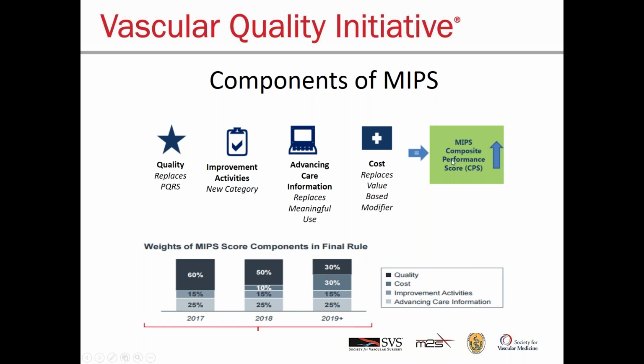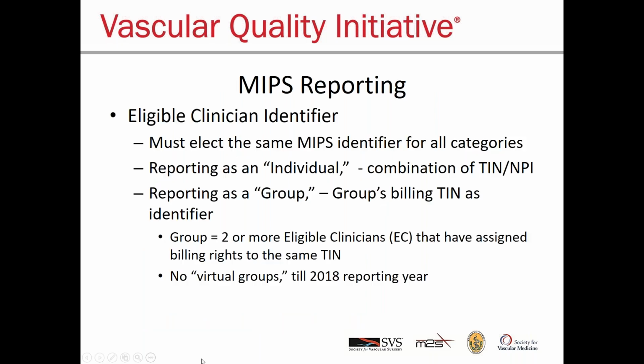How high your score is determines your bonus and whether you avoid the penalty. But we're going to tell you about how in 2017, with very little, the go at your own pace option, you can avoid the penalty, in a couple of minutes. The other thing is there are two ways to report. You can report as an individual or you can report as a group.